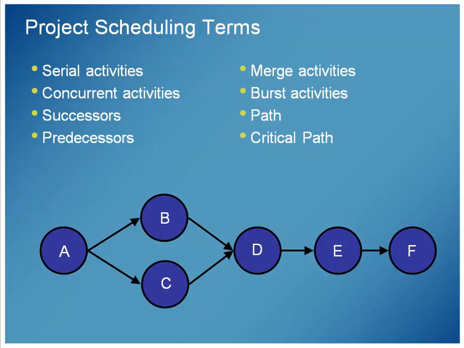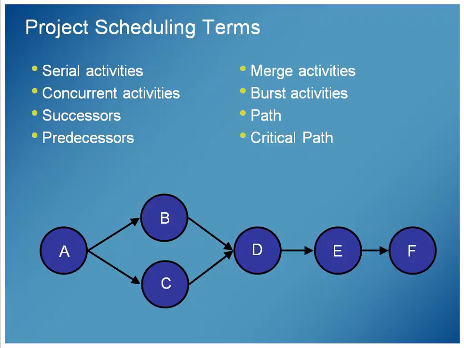They're concurrent. Successors and predecessors. Successors follow. So B and C have the same successor. D is the successor. And then E is the successor of D. Predecessors are things that come before it, right? So A comes before B and C, there are 2 predecessors to D, and so on.